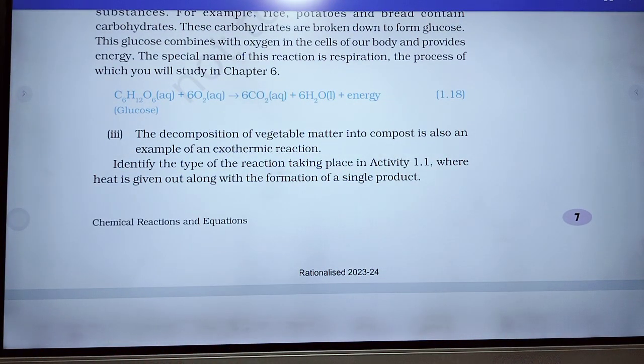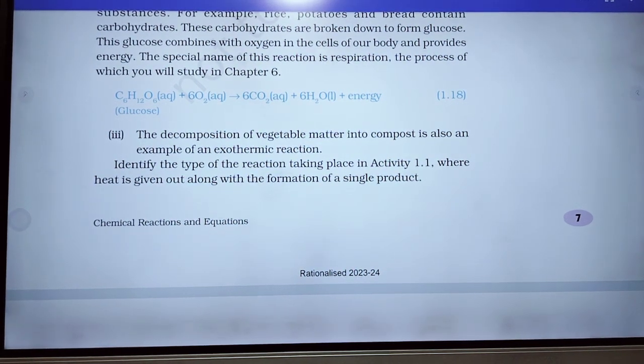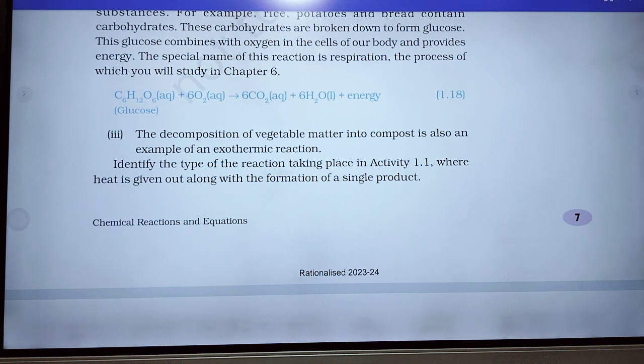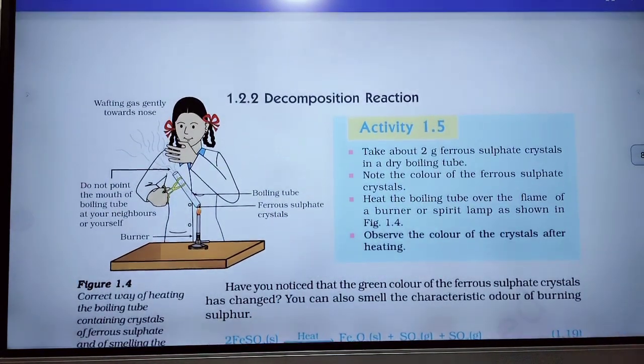The decomposition of vegetable matter into compost is also an example of an exothermic reaction. Identify the type of reaction taking place in the activity. The second type is decomposition.